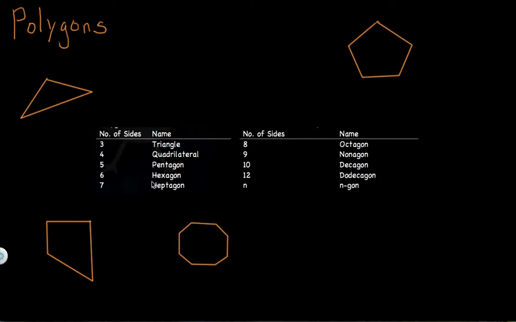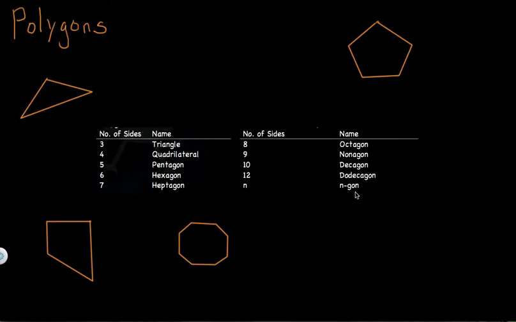6 is a hexagon, 7 is a heptagon, 8 sides is an octagon, 9 sides is a nonagon, 10 is decagon, 12 dodecagon, and a polygon with any number of sides represented by the variable n, we call it an n-gon. So a polygon with 21 sides will be a 21-gon.